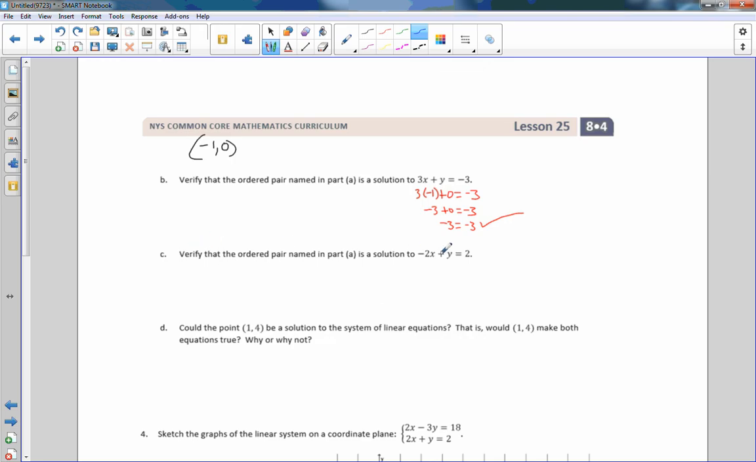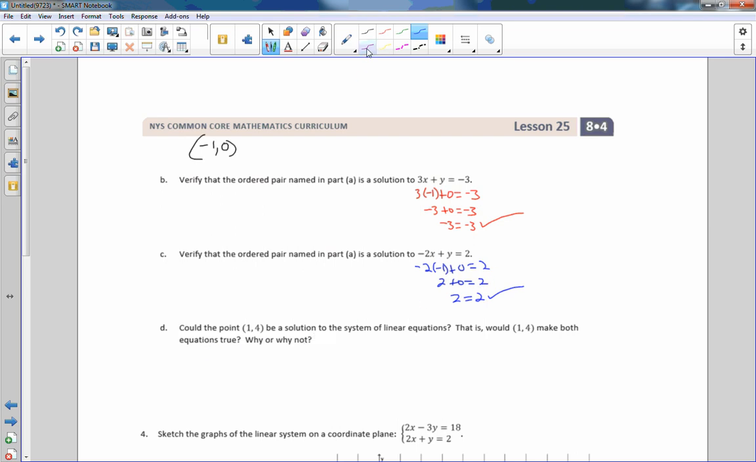Plugging in negative 1 comma 0 to this equation, I get negative 2 times negative 1 plus y equals 2. 2 plus 0 equals 2, and 2 definitely equals 2. That also checks. Now it says, could the point 4, 1 be a solution to this system? That is, would 1, 4 make both equations true?